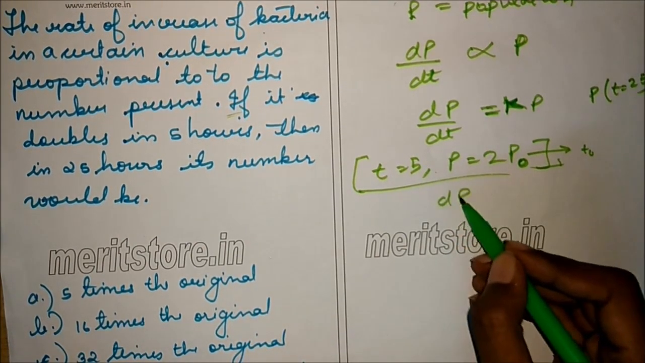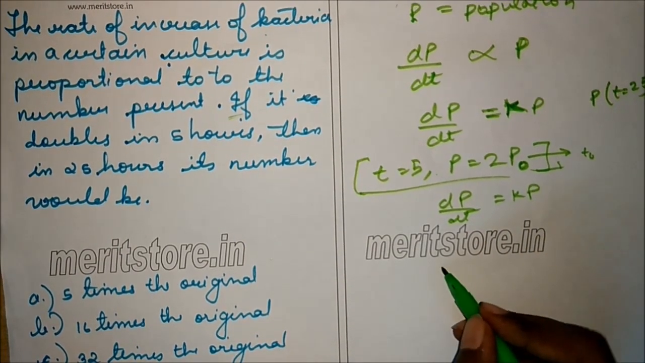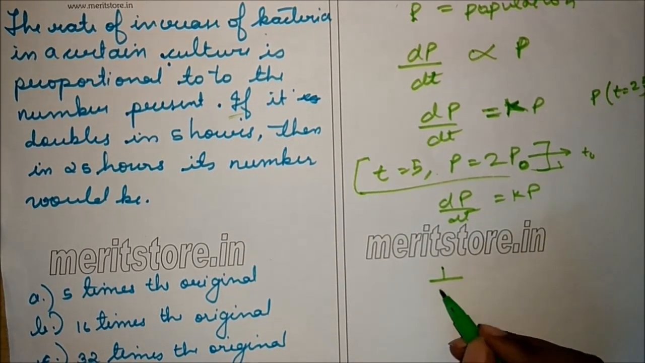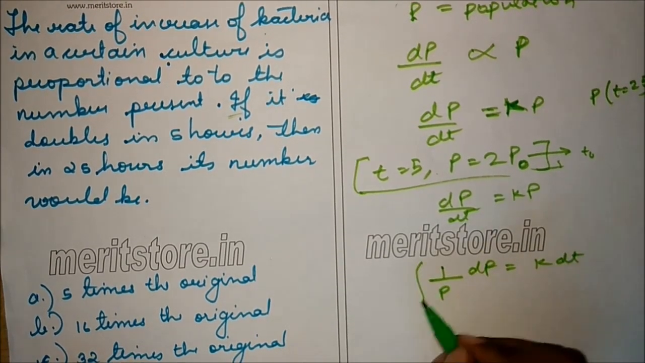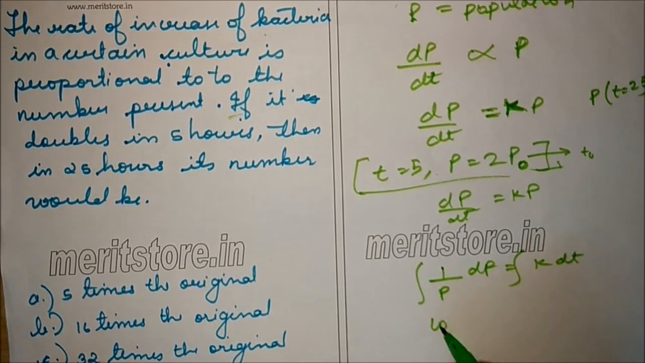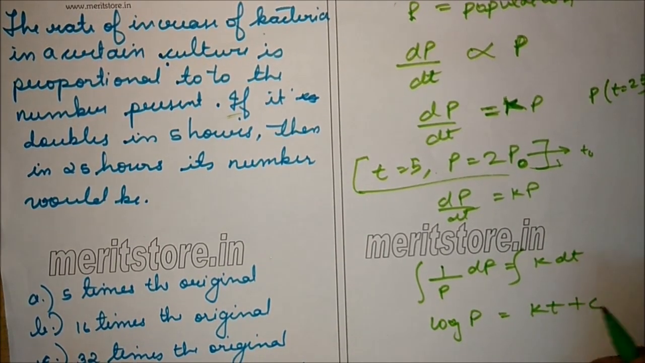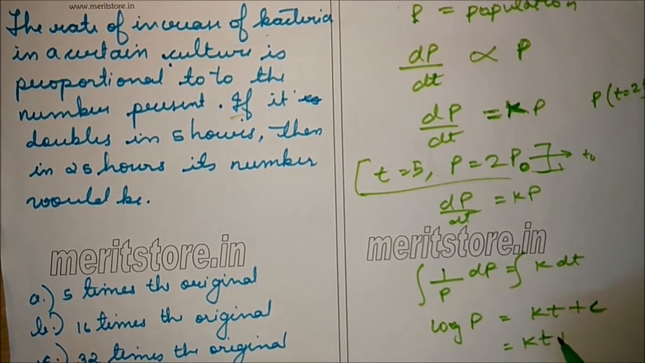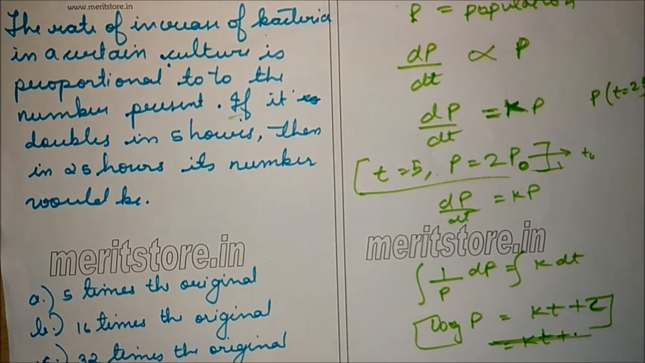So the given differential equation is dP by dt equals kP. Therefore 1 by P dP will be equal to k into dt. Integrating this, we get log of P equals kt plus c. Okay, so now we have to find c.